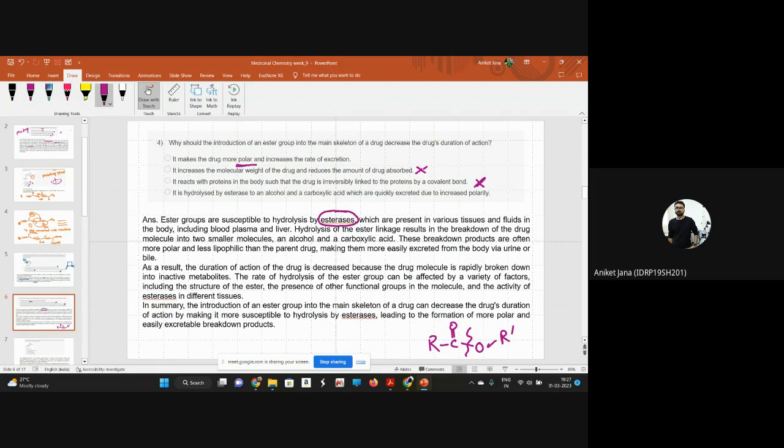So what is the function of esterase? It performs the hydrolysis of esters, which are present in various tissues and fluids in the body, including blood, plasma, and liver. Hydrolysis of the ester linkage results in breakdown of the drug molecule into two smaller molecules, an alcohol and a carboxylic acid. These breakdown products are often more polar and less lipophilic than the parent drug. So, what is lipophilicity? I explained in the last class.